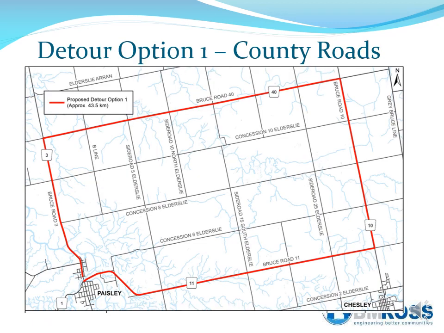This map illustrates the detour option 1, which is strictly on county roads. It's the longest detour and heads east out of Paisley along Bruce Road 11, then north on Bruce Road 10, and back west on Bruce Road 40, before returning to Paisley on Bruce Road 3. Initially, we had identified this route as a truck bypass, and it probably would be used primarily by trucks, just because due to the length, it would be unlikely that a lot of local residents would use this route. And it would result in impacts to local businesses by having local traffic being detoured away from the community.